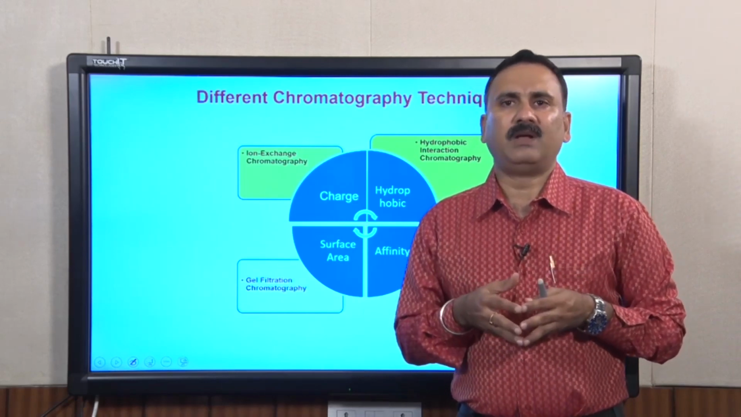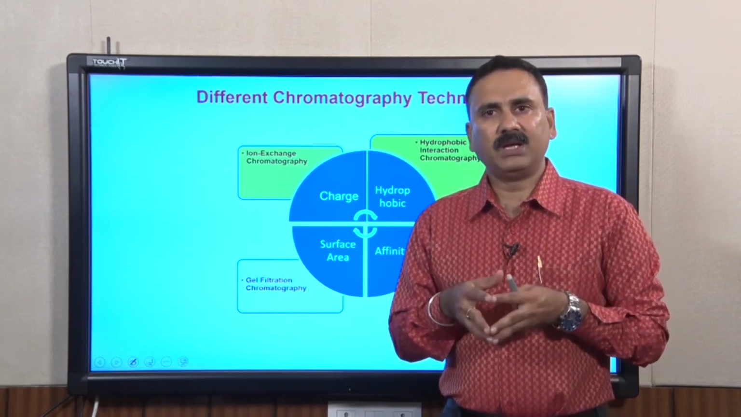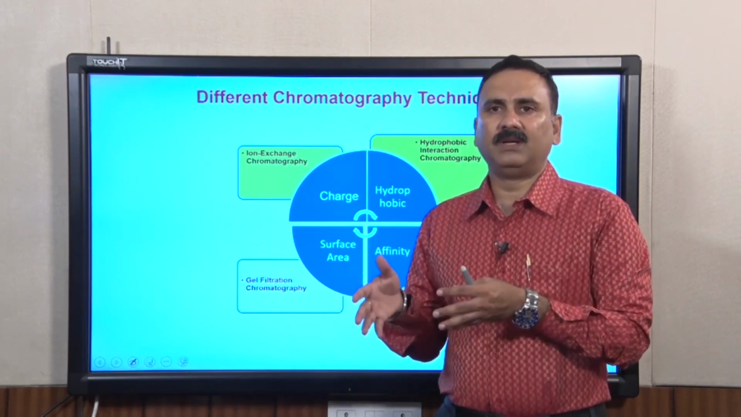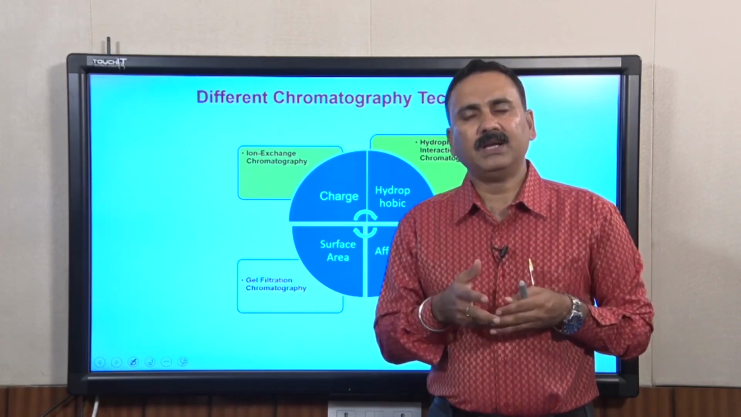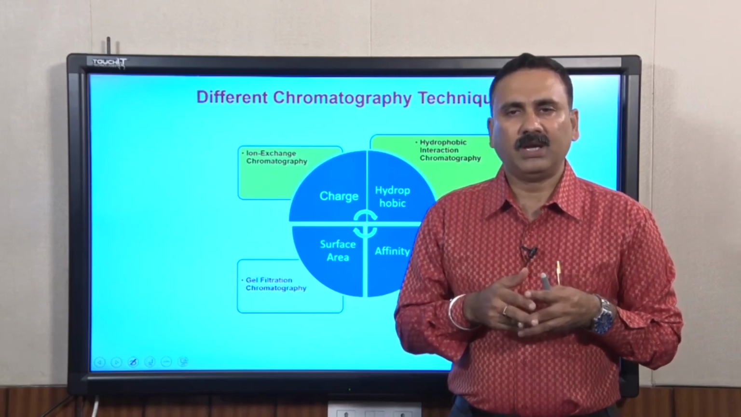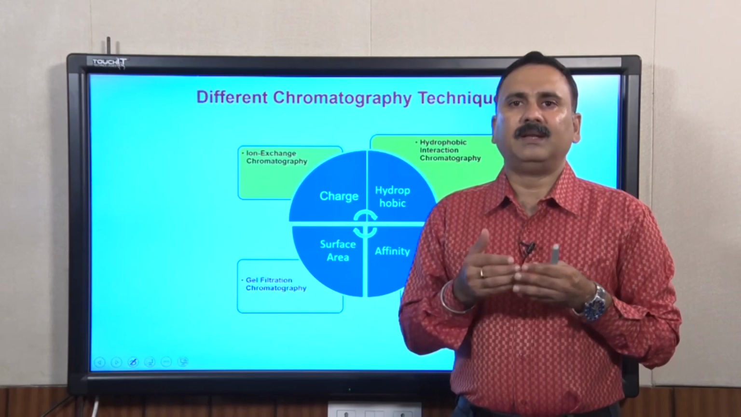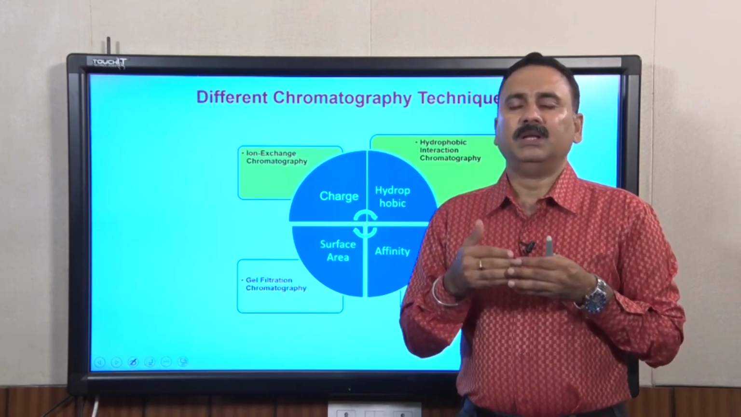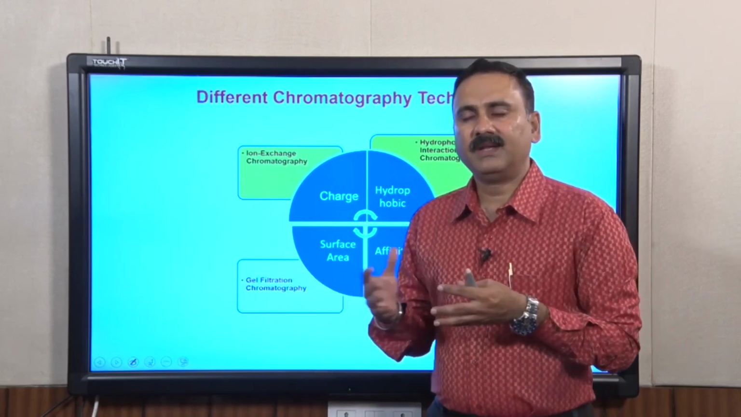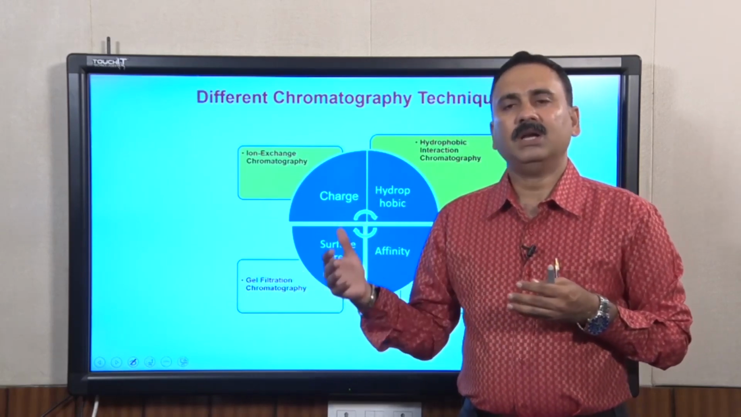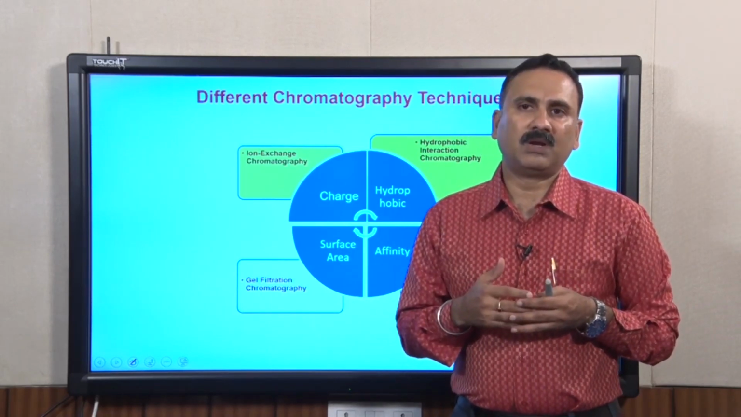In this context, so far we have discussed two properties of the protein which can be exploited in two different techniques. In one of the lectures, we discussed how you can exploit the presence of charge on the protein in the technique called ion exchange chromatography, and in the next lecture we discussed the presence of hydrophobic patches on the protein surfaces and how that can be exploited to purify the protein using hydrophobic interaction chromatography.